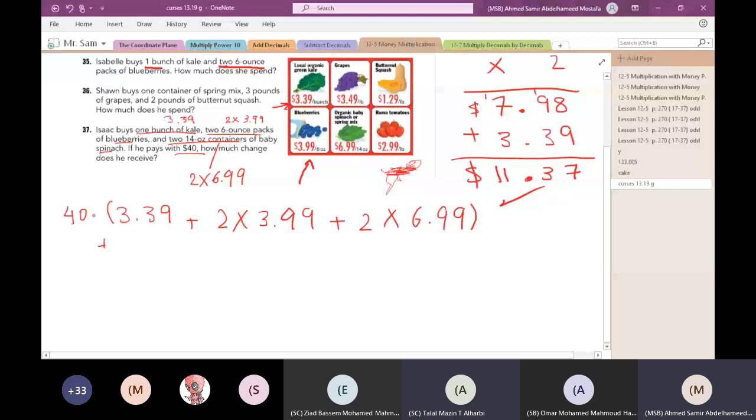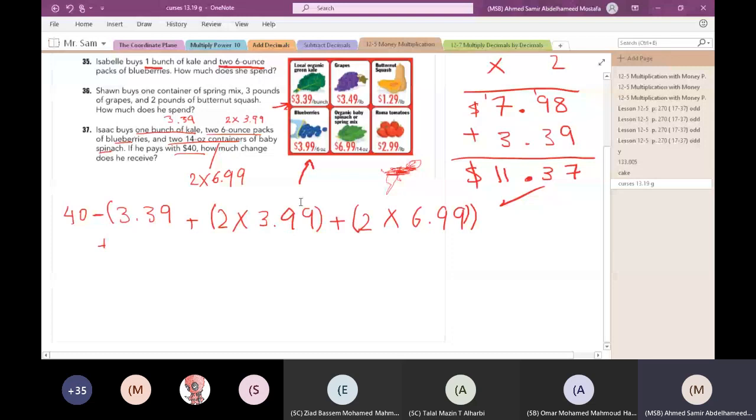So let's try this together. First of all, do we do the addition, subtraction, or multiplication? Of course, the multiplication. So we'll do the multiplication first, then the addition, and then the subtraction for the last part. Let's see here. We have 2 times 3.99. There is an easier way to do that, but we'll discuss it later. Let's see about the normal way.